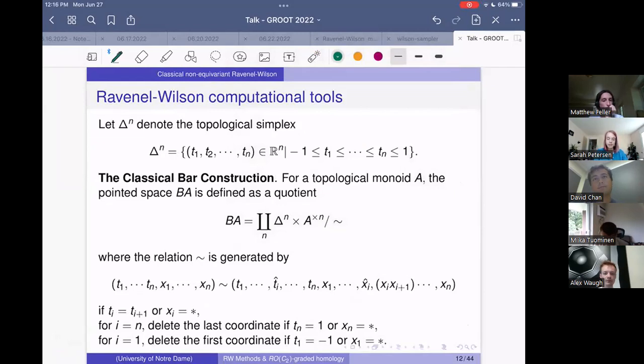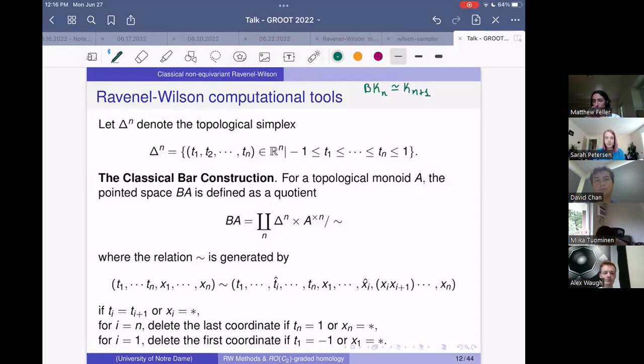And one of them that's of primary importance is the bar construction. And they used the bar construction because it is a trivial representation de-looping functor, meaning that if we apply the bar construction to the nth Eilenberg-MacLane space, we'll get the nth plus first Eilenberg-MacLane space.